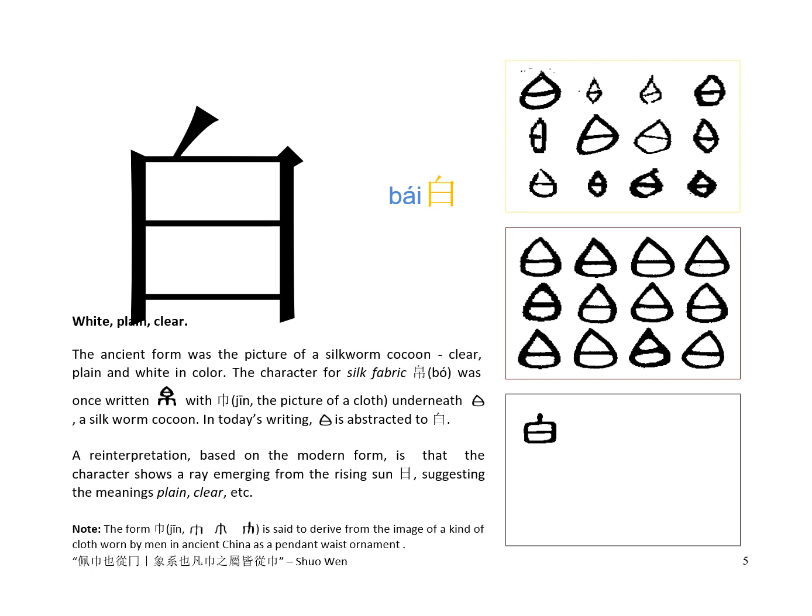Here you have the symbol of white, Bai. This is thought by today's etymologists to represent a cloth. If you see my pointer, here I have written white, plain, clear. The ancient form was the picture of a silkworm cocoon, clear, plain, and white in color. The character for silk fabric, Bo, was once written as shown here. With Jin, what you see below as hanging down, you can think of as the picture of a cloth. Underneath, the symbol for white, Bai, a silkworm cocoon. In today's writing, Bai is abstracted to this particular form that you see here.